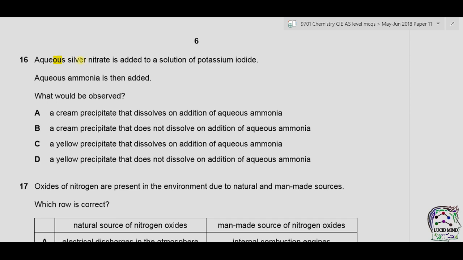Question 16. Aqueous silver nitrate is added to solution of potassium iodide. Aqueous ammonia is then added. What would be observed? Now we know that when silver nitrate is added to potassium iodide, it forms silver iodide precipitate, which is pale yellow in color. And this precipitate remains insoluble in aqueous ammonia and even in concentrated ammonia solution. So a yellow precipitate is formed that does not dissolve on addition of aqueous ammonia. The answer is therefore D.